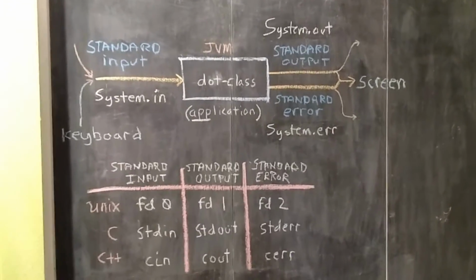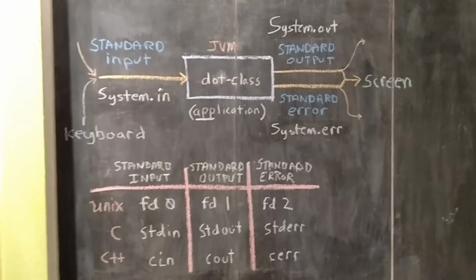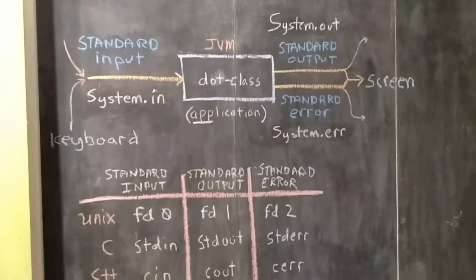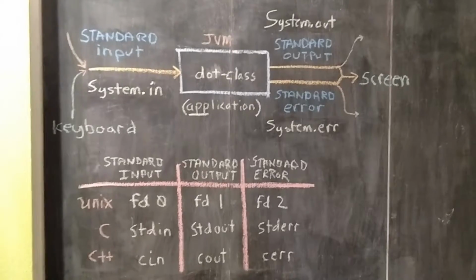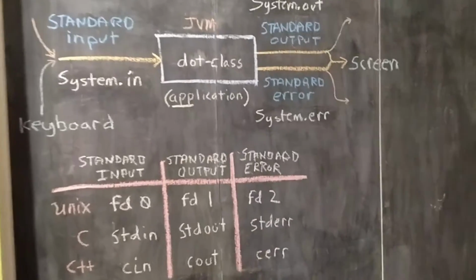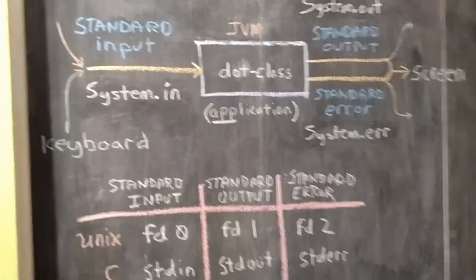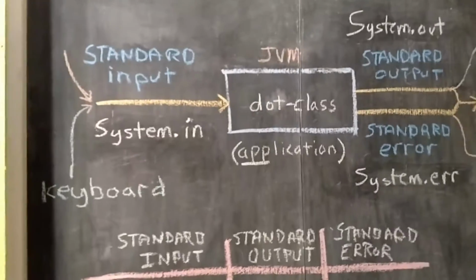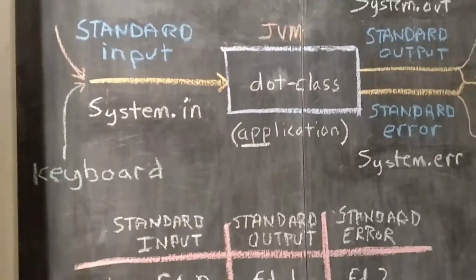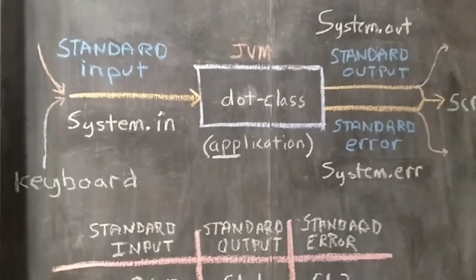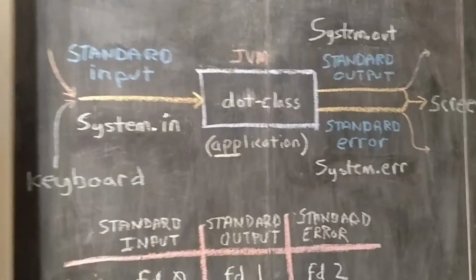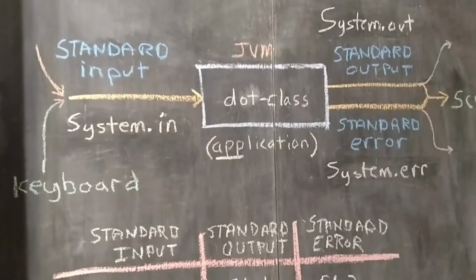Hello, doing a Compufoo bit. It's primarily related to Java, but we'll also apply it to C and C++. So you compile your Java program into a .class file. The .class file gets submitted to the Java virtual machine. In other words, it becomes an application.